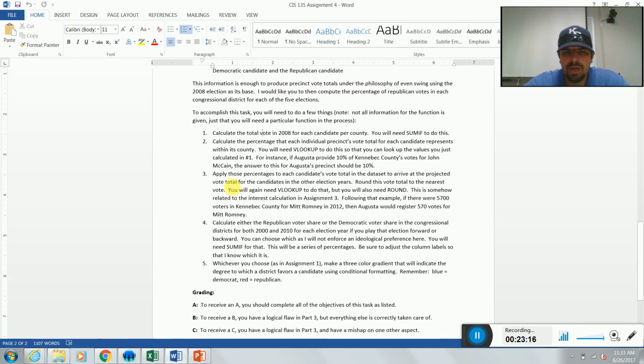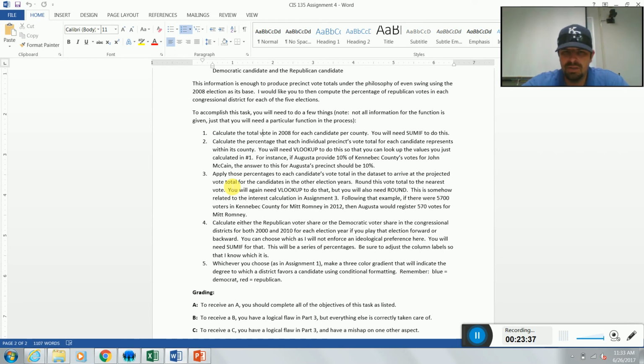Number 3, apply those percentages to each candidate's vote total in the data set to arrive at the projected vote total for the candidates in the other election years. Round this vote total to the nearest vote. You'll again need VLOOKUP, but you'll also need ROUND to make that work.